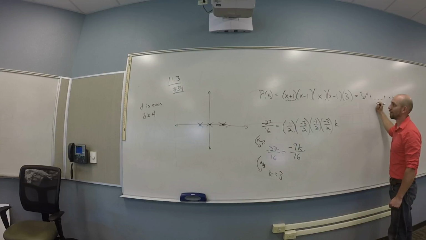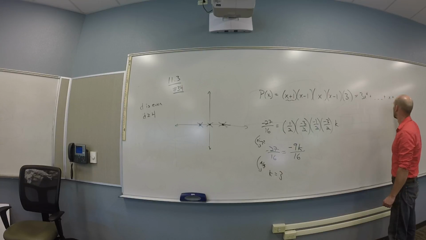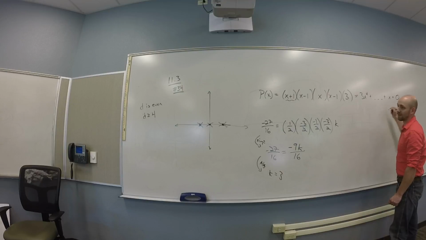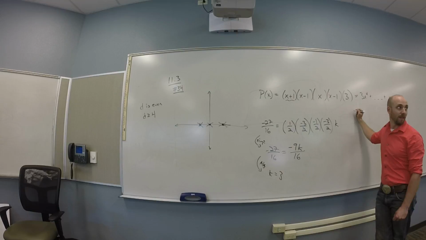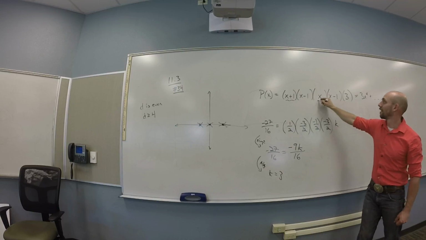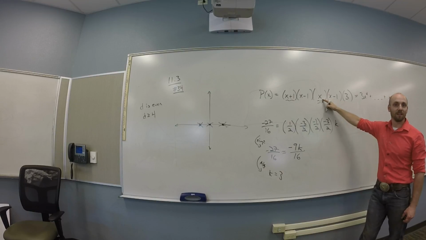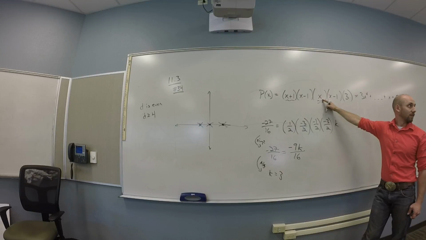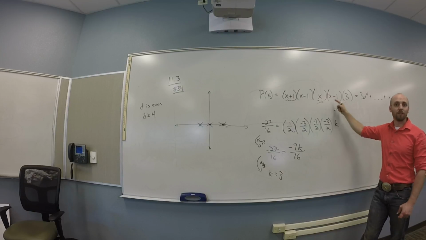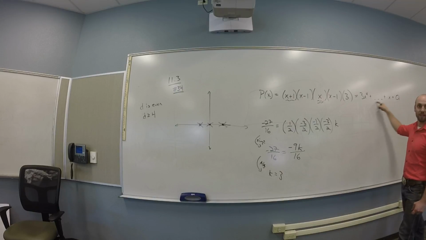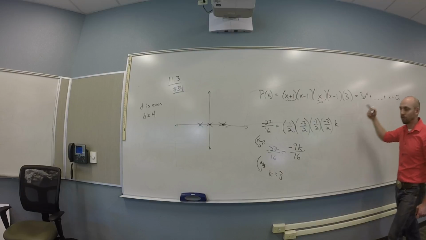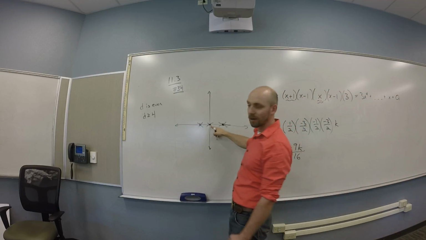And then constant term? Why is there no constant here? Because it passes through 0, 0. Because there's an x here. You guys see that? So if I multiply this through, right, I'm going to get some x's. Every term's going to have some x's in it. So I'm going to get a plus 0, which really tells me the y-intercept, right? But I already knew the y-intercept.